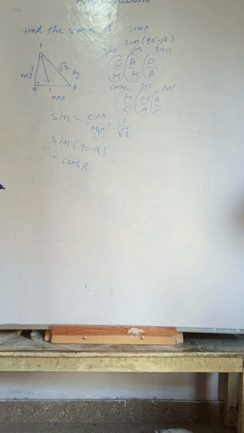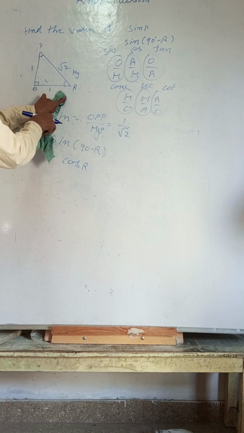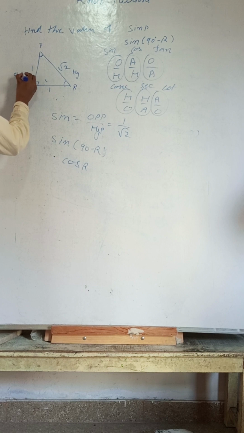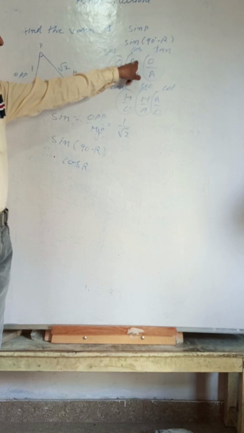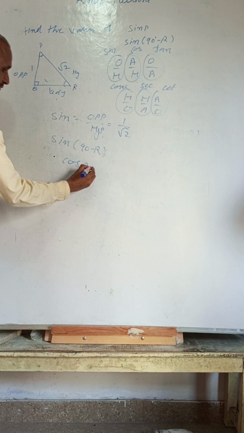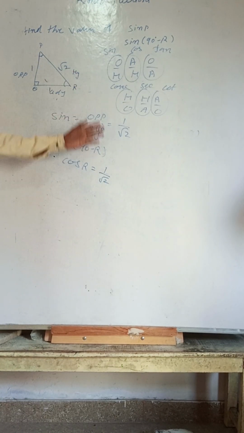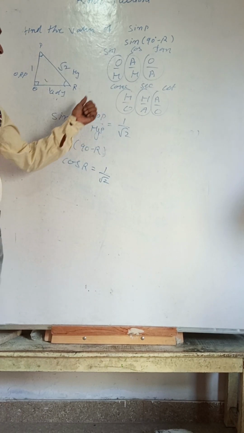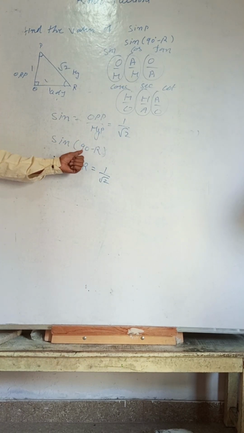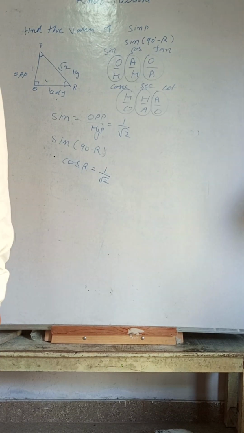Now r is the angle. If r is the angle, then this becomes the opposite, this becomes the adjacent, and this is the hypotenuse already. Cos is adjacent by hypotenuse. Adjacent is 1 and the hypotenuse is root 2, so this is cos r also. So sin p is equal to 1 by root 2, and sin (90 minus r) is equal to cos r, which is equal to 1 by root 2. Same only. I hope you understand.